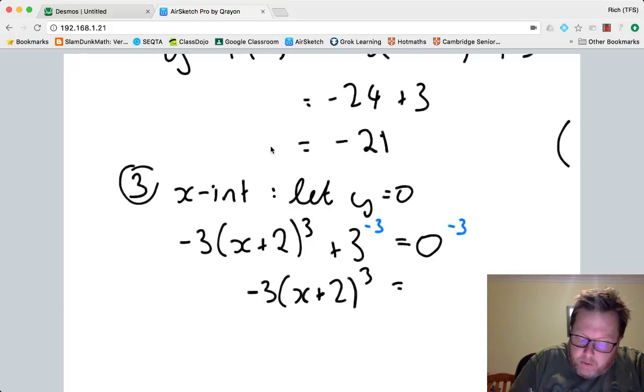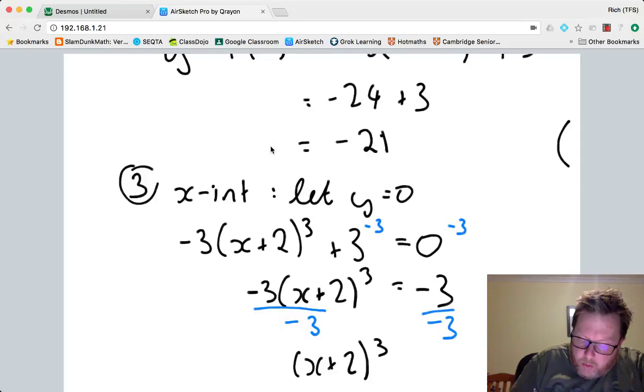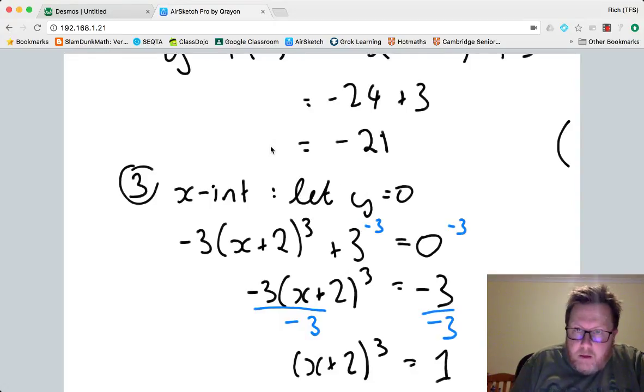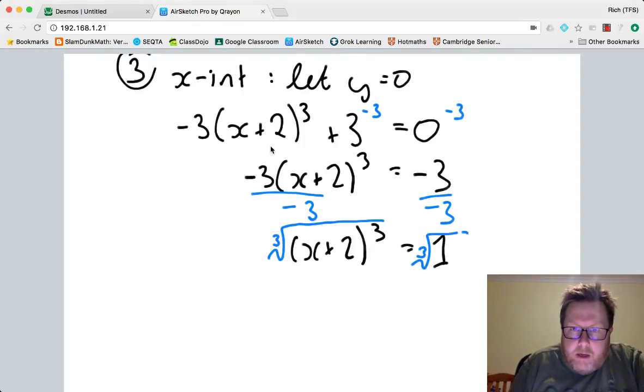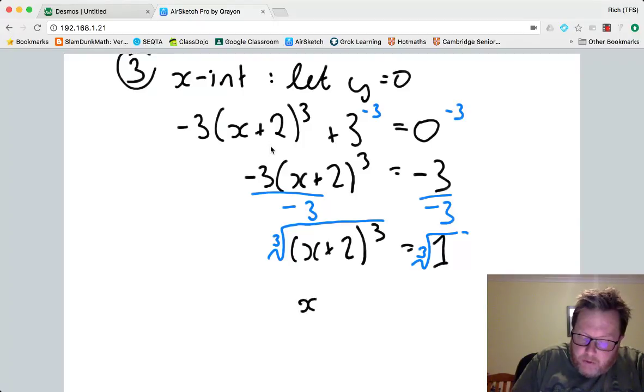So we've got that. Divide both sides by negative 3. And that leaves us with x plus 2 all cubed is equal to positive 1. Negative divided by negative is a positive. Okay, and then we're going to take the cube root of both sides. I'll just do that in blue so you can see. We put a little 3 inside there to say it's not something times something, it's something times something times something that would be the cube root of it. So when you have x plus 2 all cubed, that would just be x plus 2, so that's okay.